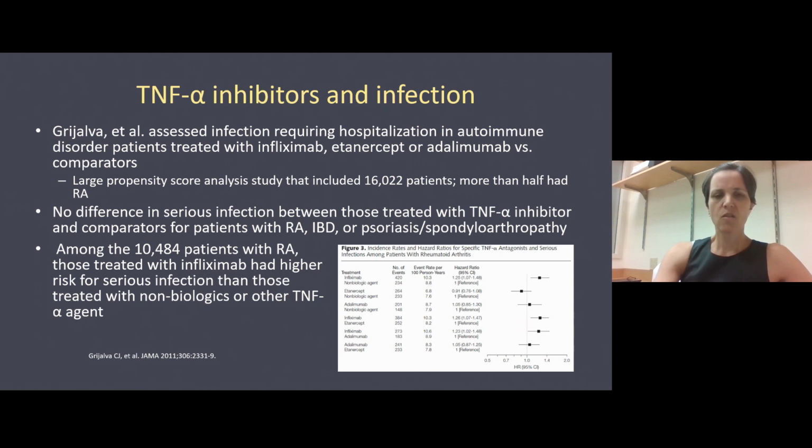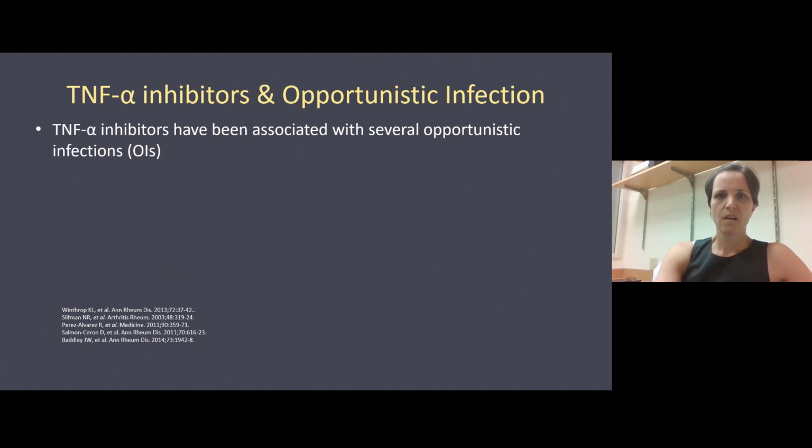And so the one thing to know about the study is that there was this very slight increased risk in the 10,000 RA patients who were on infliximab versus all other comparators, including the other TNF-alpha inhibitors. So maybe a slight infection increase with that particular agent. So what about TNF-alpha inhibitors and opportunistic infections?